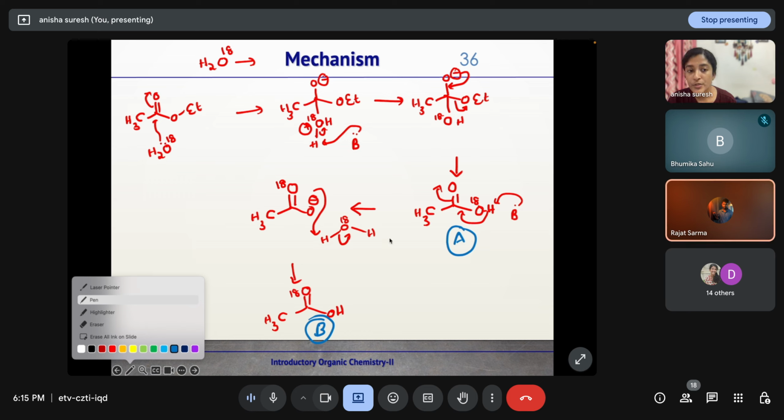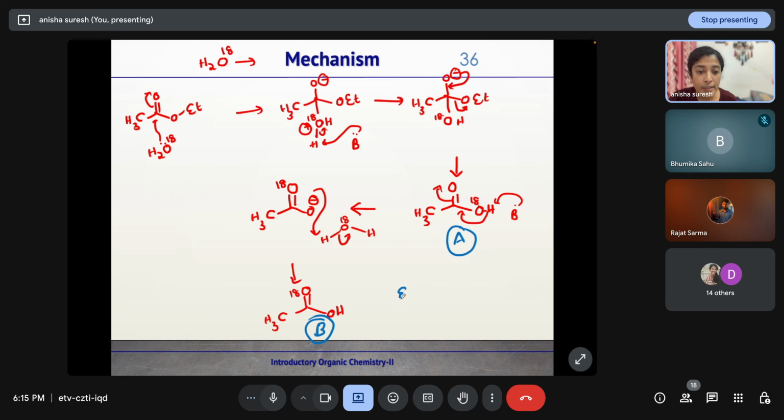Okay, ma'am. So because of that only we are getting option B as the right answer. Here ethanol will not be having any oxygen labeling. So this plus normal ethanol we will be having.